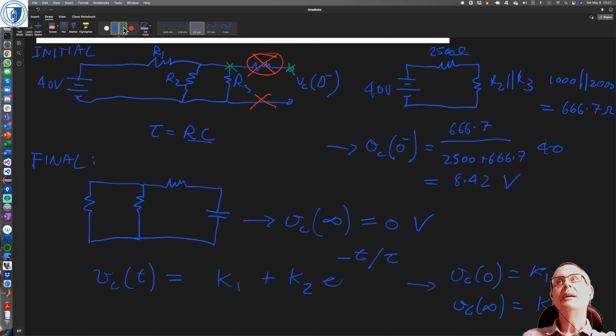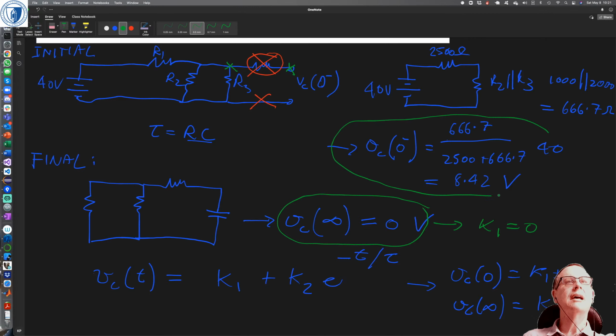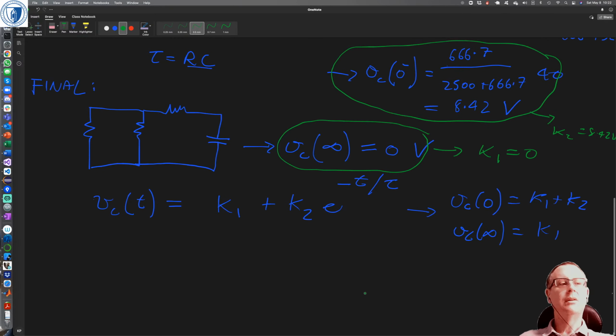So that tells us that K1 is 0, and combined with that, K2 is 8.42 volts. So then we can say that Vc of t is 8.42 e to the minus t on tau.